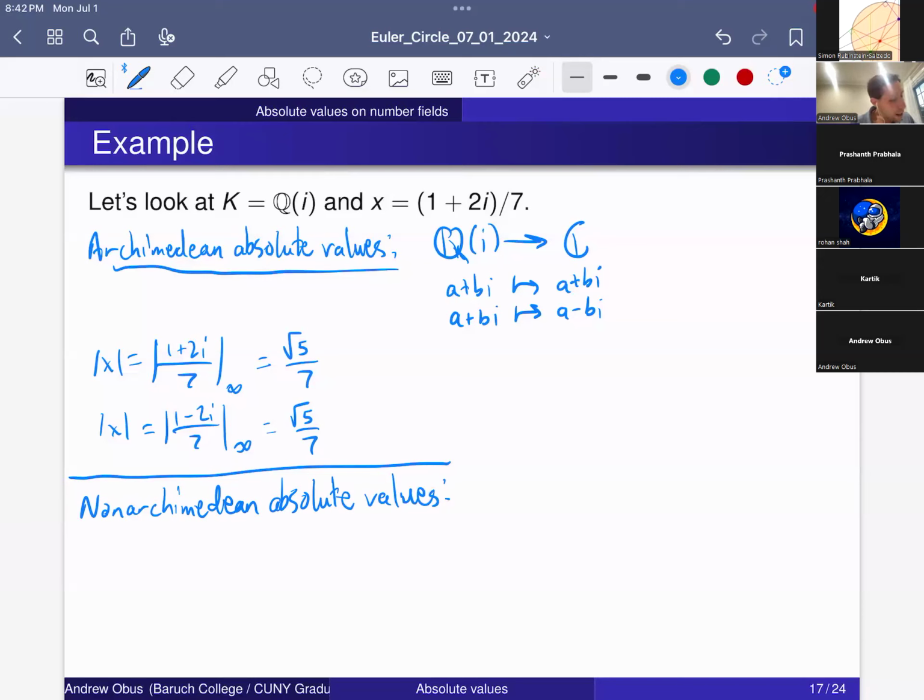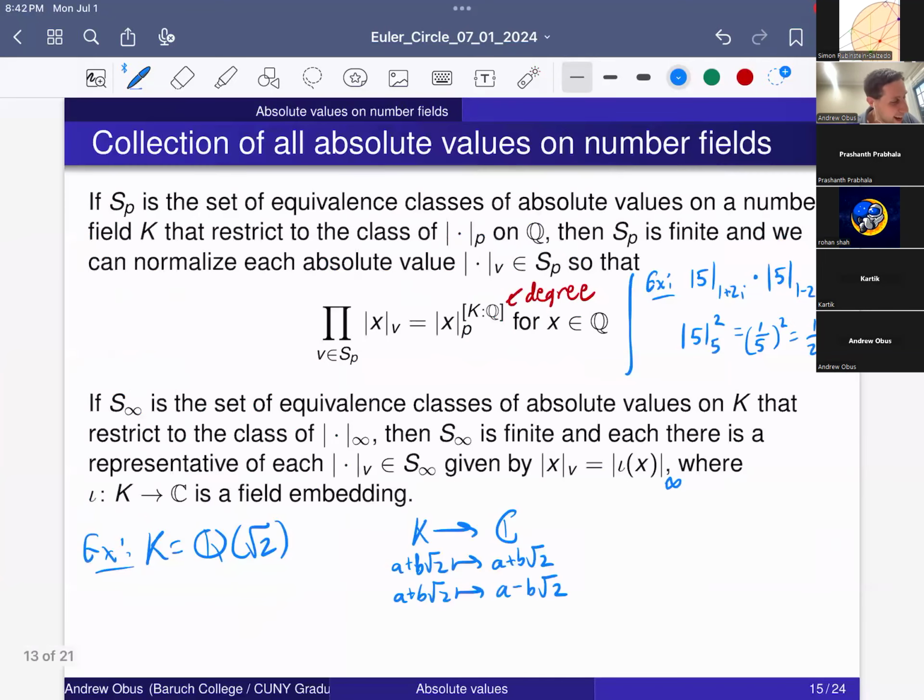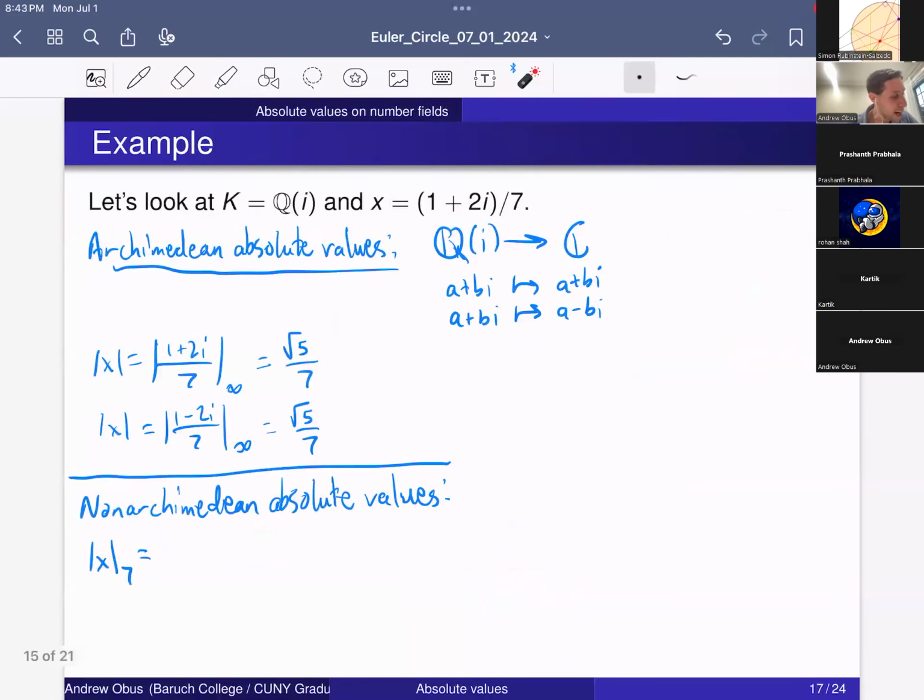what are you going to have? Well, for the 7-adic absolute value, let's go back to our equation. What about the 7-adic? Well, if I take everything that restricts to the 7-adic absolute value, then if I plug in 7, for instance, I should get the 7-adic absolute value of 7, which would be 1/7, squared, 1/49th. And it turns out there is actually only one 7-adic absolute value in the Gaussian integers. This has to do with 7 being 3 mod 4, whereas 5 is 1 mod 4. You end up getting two absolute values for 5, but for 7, it turns out there's actually only one.